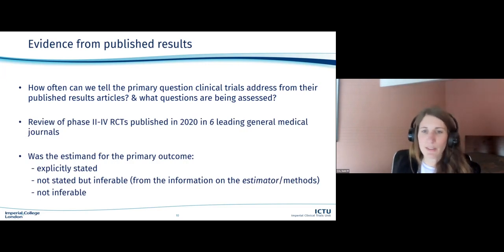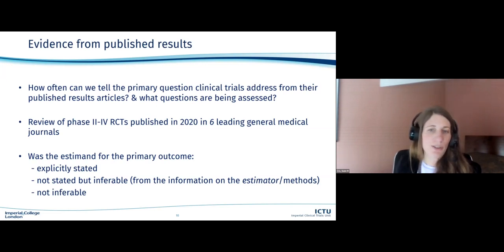To explore this, I've recently led a review of phase 2 to 4 randomized controlled trials that were published in 2020 in the 6 leading general medical journals. For each article, similar to the protocol review, we assessed whether the Estimand for the primary outcome was explicitly stated, or whether the Estimand could be constructed and worked out from the information that was presented on the statistical methods. So again, whether we could work it out from the recipe.